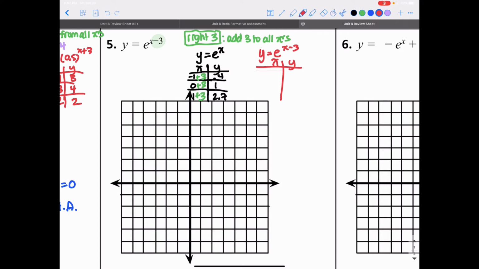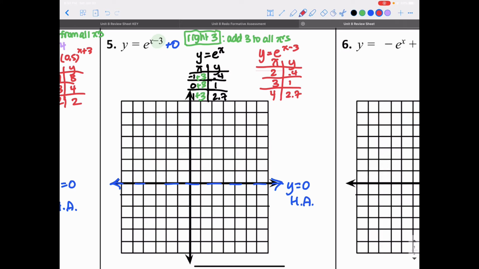I'll have negative... no, what? Oh my gosh, 2 and 0.4. I'll have 3 and 1, and I'll have 4 and 2.7. And I'm going to plot these points, but before I plot them, I'm going to just remember where my horizontal asymptote is. I have plus nothing, no vertical change, so it's at y is equal to 0.